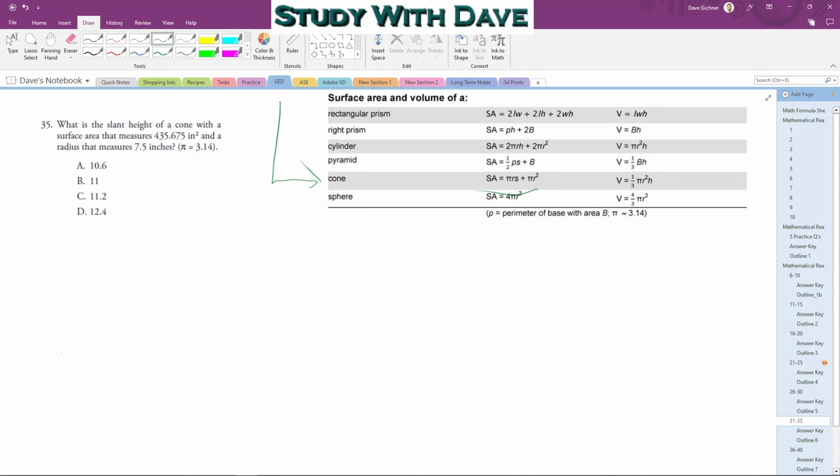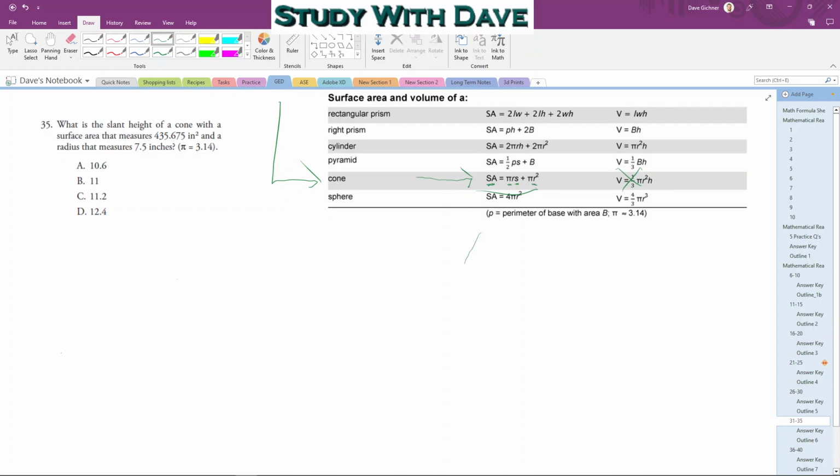Okay, so we're not talking about volume, so we're not going to need the volume equation, but it does give us surface area. We know what pi is. It does give us radius. So the only thing that leaves us is variable s. So what we're going to do is write this equation down, solve for s, and then plug in all of our given values.